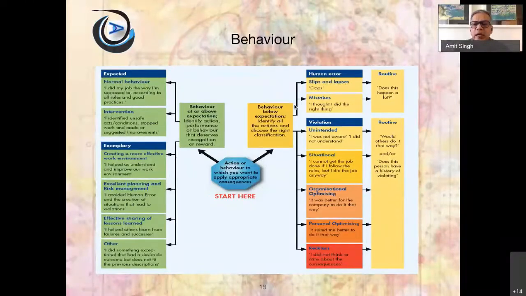Again, violation can be unintended, that I was not aware, I did not understand, or situational, I cannot get the job done unless I follow this. There are certain times when people are forced to do it, that I had no other option but to do it. So you have to basically learn to differentiate what really happened. At the end of it, were you reckless, personal optimizing, organization optimizing? So a root cause analysis will determine all these factors or take into effect all these factors before coming to a conclusion about who all and what all was responsible for the outcome.